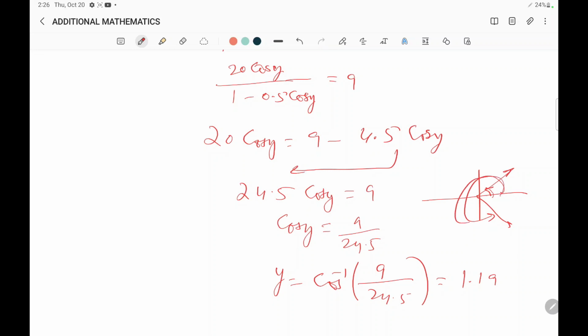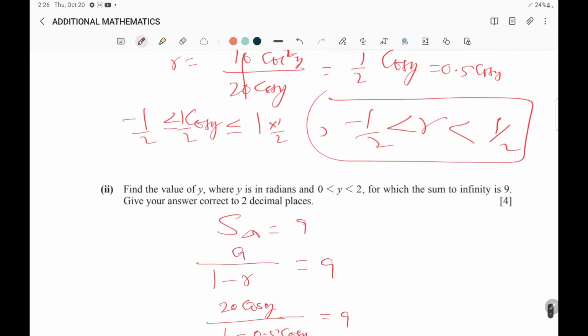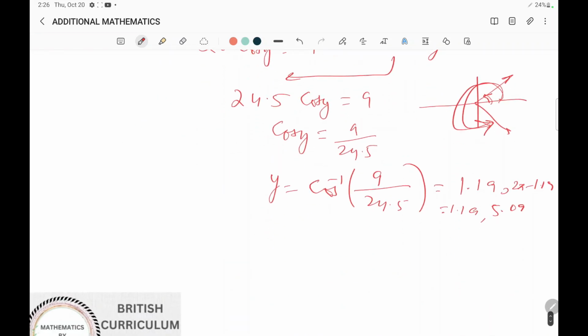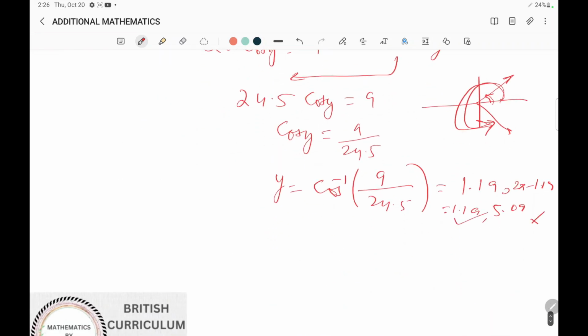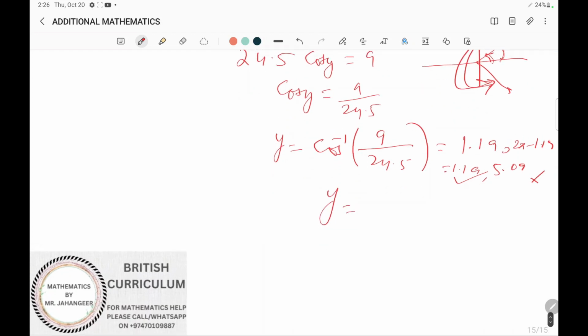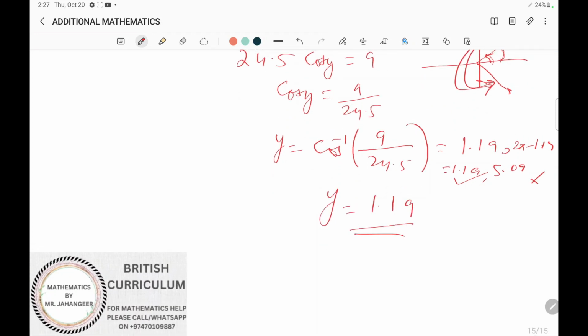Okay, and what about this, guys? This will be 2 pi minus 1.19. So one is 1.19, and another will be 2 pi minus 1.19. Oh, it's very big, 5.09. So actually both are possible, but according to the question, y should lie between 0 and 2. So we have to reject this and accept this. So guys, y equals 1.19 will be your answer.